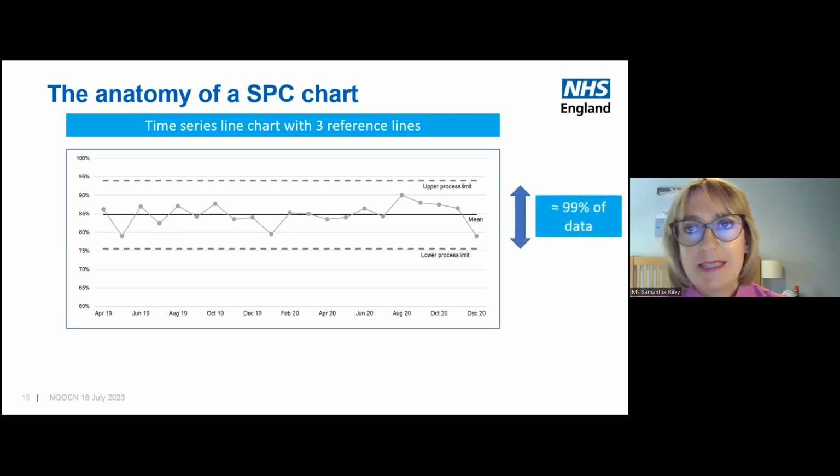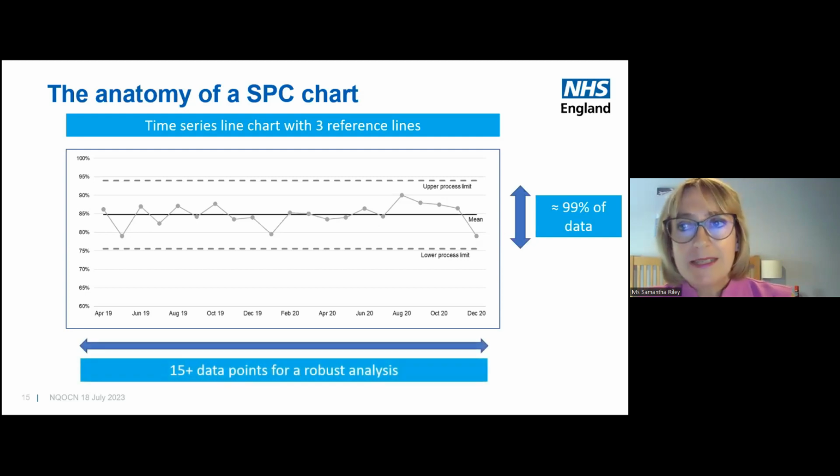Now, I'm not going to go into the maths of how the process limits are calculated, because if you join some of our training sessions, you're going to learn about that. What I will say is that the really important thing to remember is that those process limits are going to tell us what's the range of expected variation. So we can expect around 99% of the data points to fall between those process limits.